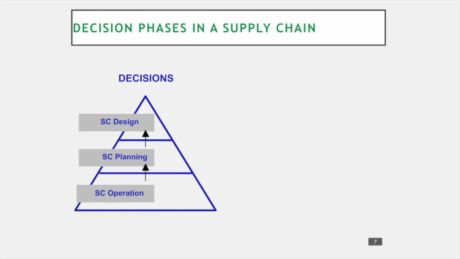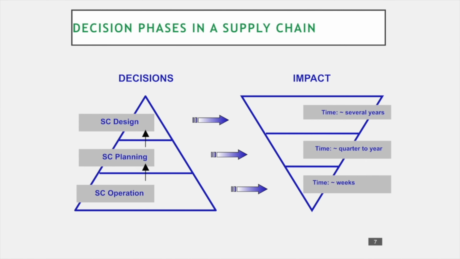But implications of these decisions are opposite. For example, changes in the design of a supply chain, those decisions could have impact that will be seen for several years, whereas decisions involving supply chain planning may have impact that may be from a quarter to a year. And similarly, decisions involving supply chain operations may have impact for several weeks.